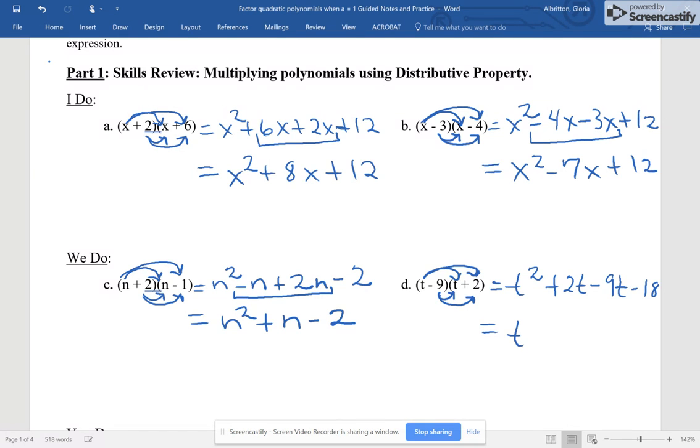When I combine my like terms, I will have 2t minus 9t is negative 7t minus 18. So there's my final answer.